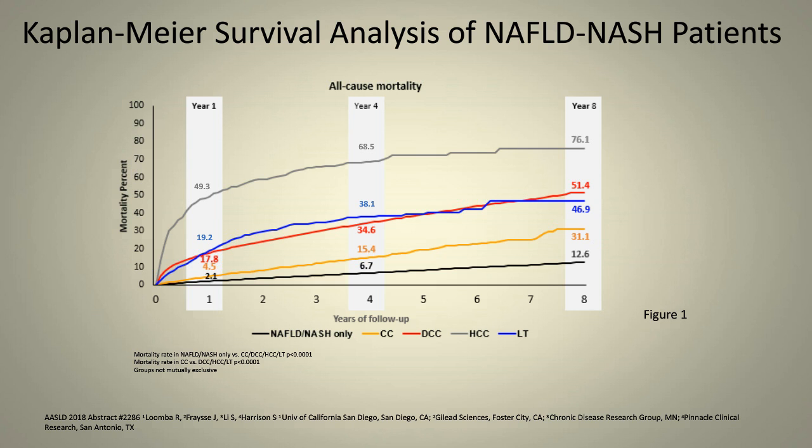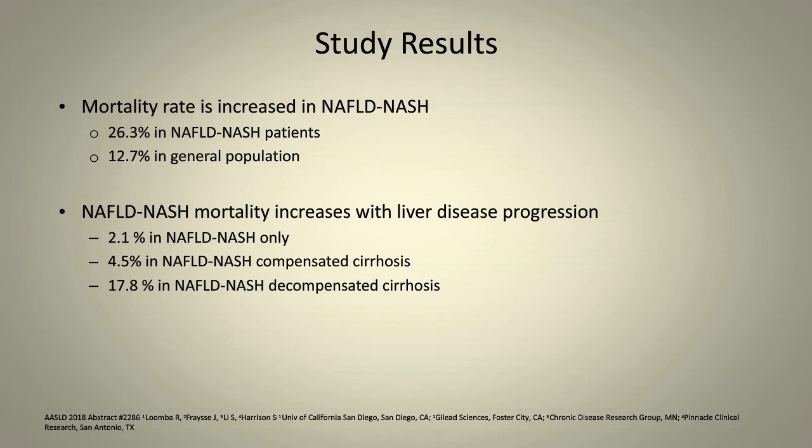But maybe just as importantly, if you just look at the black line, the NAFLD and NASH only group, by 4 years, all-cause mortality is about 7%, and this rises to almost 13% by year 8. So ultimately, the mortality rate is increased in NAFLD and NASH. It's about 26.3% in this study amongst NAFLD and NASH patients, it's about 12.7% in the general population. We know that NAFLD and NASH mortality increases with liver disease progression as well.